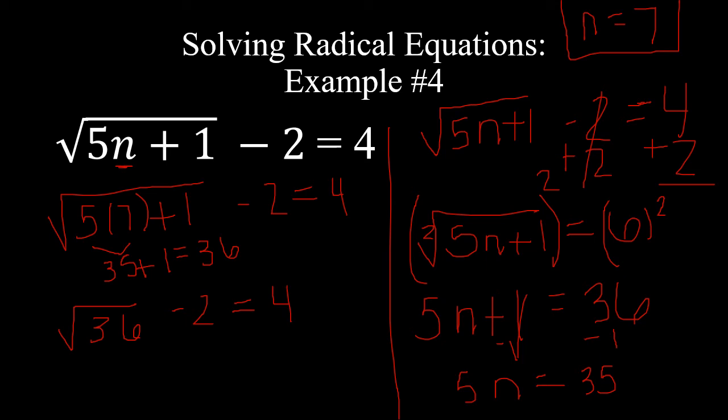Square root of 36, remember we're only concerned with the principal root, so we're just going to take the positive root. So 6 minus 2, does that equal 4? Well, yes. 6 minus 2 is 4, which leaves us with 4 equals 4, which is true. So that checked out.